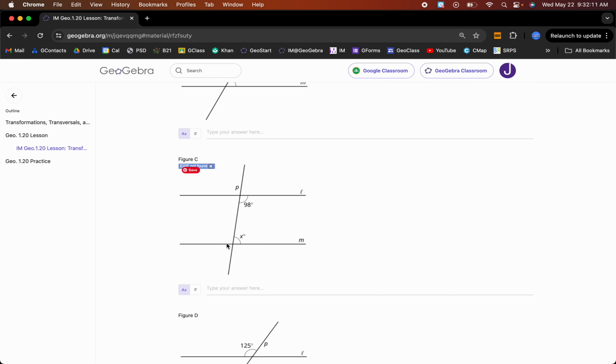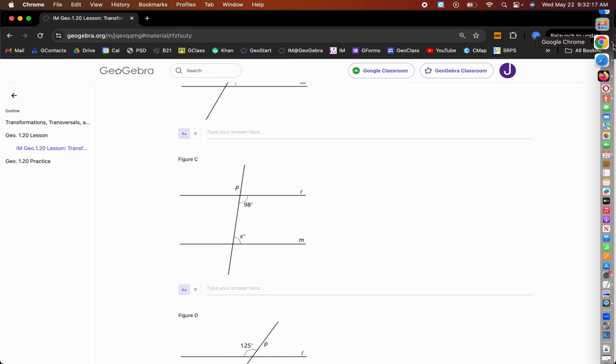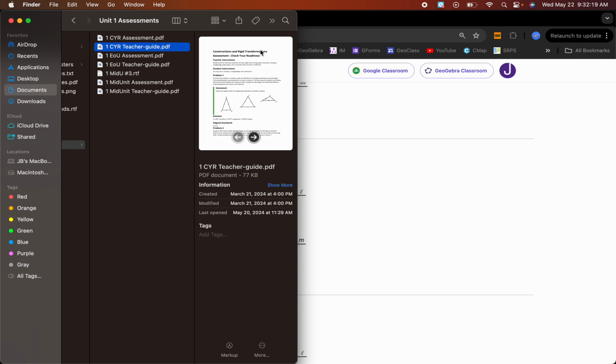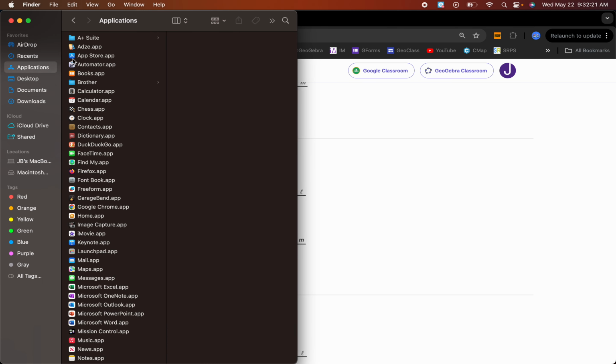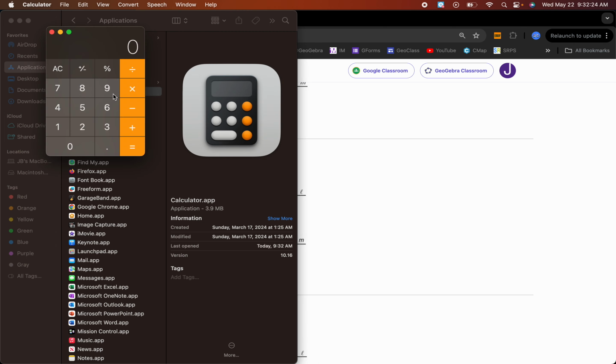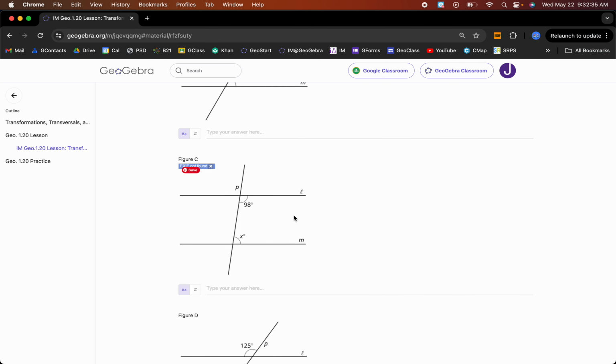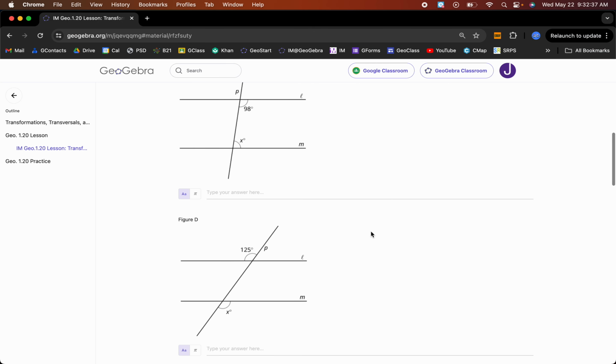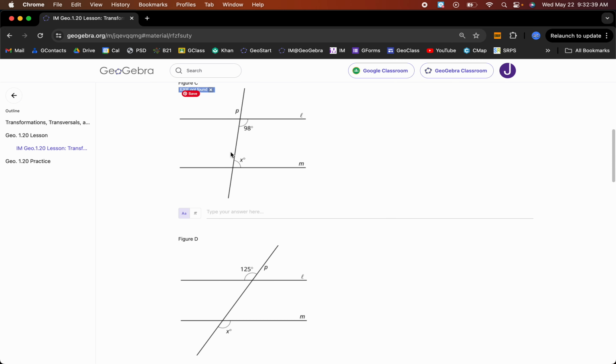So that would be 180 minus this part here, which was 98. So 180 minus 98 is, what is that, 82? Who's got a calculator? Somebody's got a calculator. Let's see if we can find a calculator really quickly. All right, 180 minus 98 equals 82. Bingo. Awesome. Okay, so there we go. So that one and that one add up to 180.